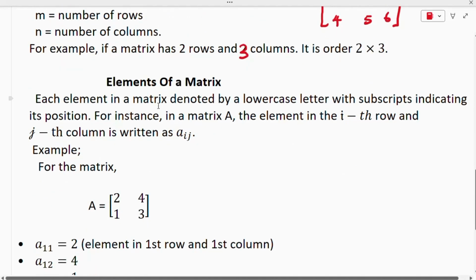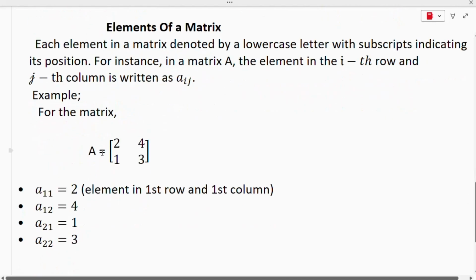Each element in a matrix is denoted by a lowercase letter with a subscript indicating its position. For instance, in a matrix A, the element in the ith row and jth column is written as a_ij. So for example, let's take a look at this matrix right here. We have A equals 2, 4, and 1, 3. Now right here, this is a 2 by 2 matrix.